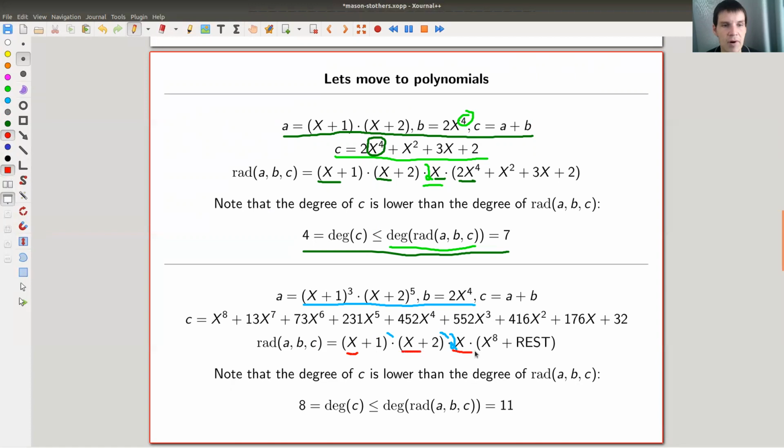1, 1, 1, 8 is 11, and the C itself is 8. So again, this ABC for polynomials holds. And you could play around a little bit more, and it's impossible to find counterexamples, and that's exactly the statement.